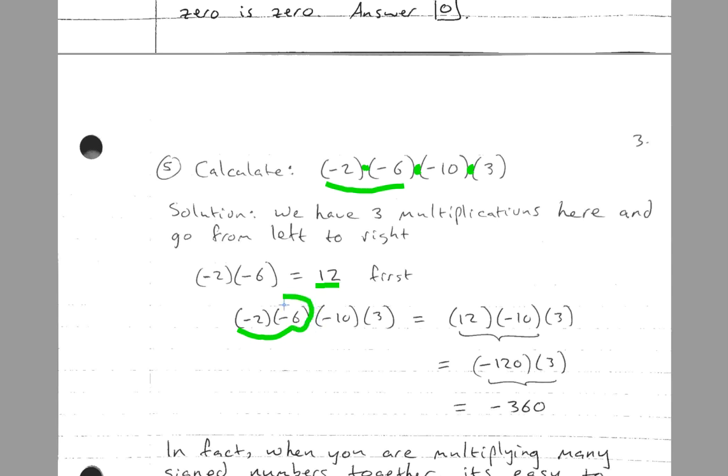So do this piece first. This becomes a 12. And then this is what's left. Then we'll do this part next. This is a positive times a negative, different signs, so the answer is negative, and 12 times 10 is 120. So we get negative 120, and then we'll do this last multiplication on the right. A negative times a positive is negative 360.